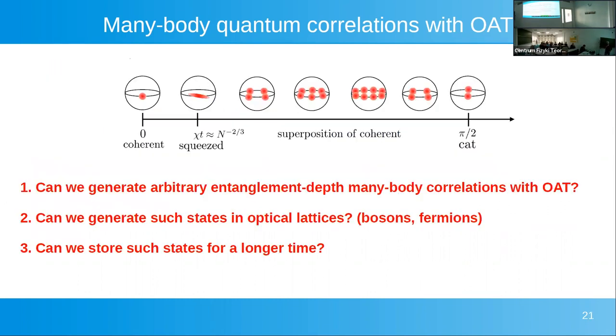So the question we want to ask, and we basically start the other part of the story, is if we can generate arbitrary depth entanglement with the OAT procedure, and if we can generate such a state in optical lattices, which are under very much control experimentally, so to say. And the question is if we can store such a state for a longer time, which is also a very important aspect, because all those states are generated dynamically in time. So we should be able to generate such a state, stop it, and store it for our purpose.